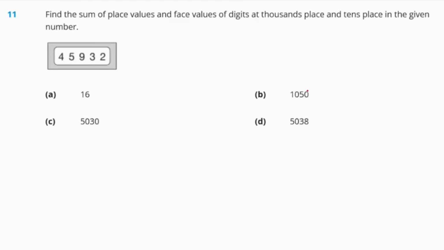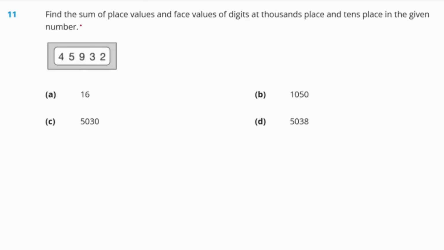Next question. Find the sum of place values and face values of digits at thousands place and tens place in the given number. So here we have to find out the sum of place value and face value of digits at thousands place and tens place. Face value means, place value we know, and face value is that number itself.